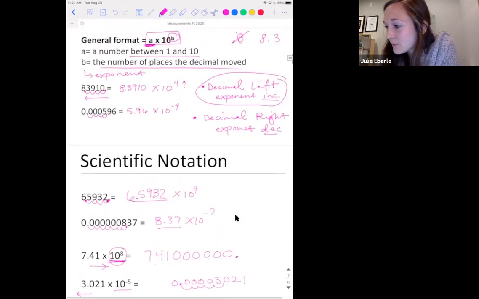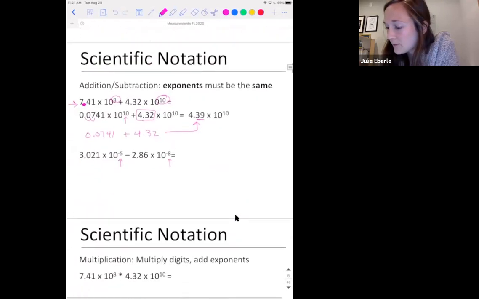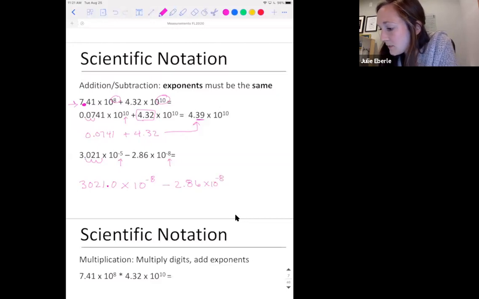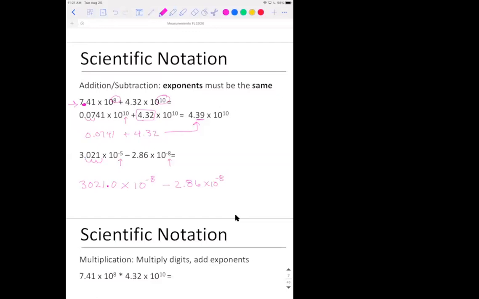Let's go look at our rules. For the exponent to decrease, the decimal has to move right. We need it to decrease 3 places, so we're going to move the decimal 3 places to the right. So what you end up with is 3021. There's your new decimal. You can put a 0 after it, that helps. And then that will now be times 10. Now our exponent has changed. It's decreased 3 places, so it's times 10 to the -8. And then our other number stayed the same. We did not have to manipulate it because we are taking the exponent from the first number to match the second.